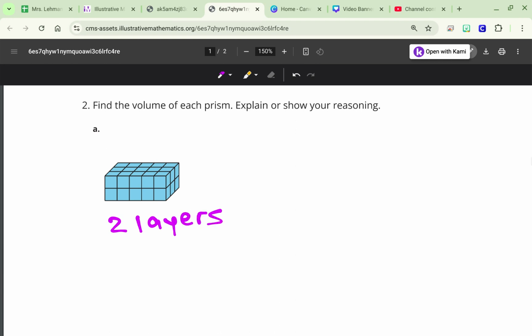So that is one really important thing to think about, is that it has 2 layers. Now it has 2 layers of how many cubes? We might want to think about that. Well, I can take a look. I could even count the top layer. I could see that that top layer has 1, 2, 3, 4, 5, 6, 7, 8, 9, 10, 11, 12, 13, 14, 15. So it has 2 layers of 15 cubes.